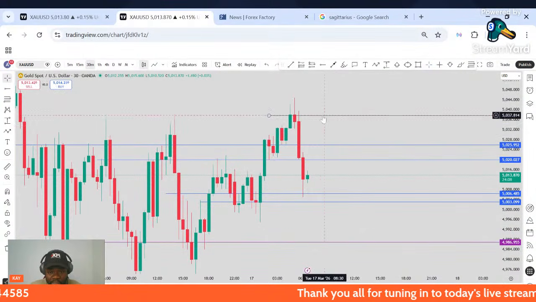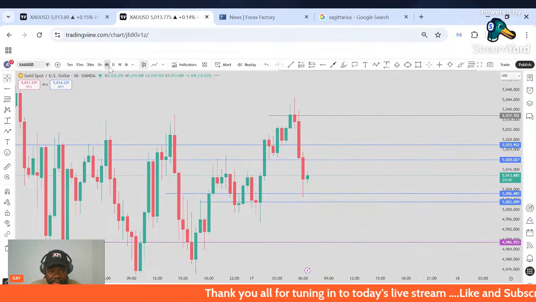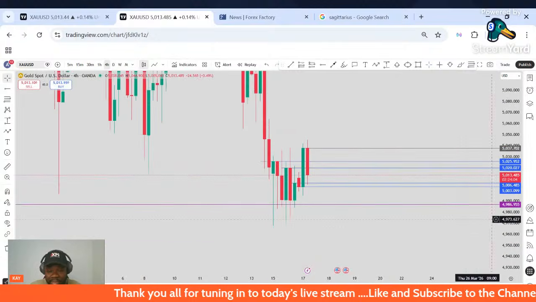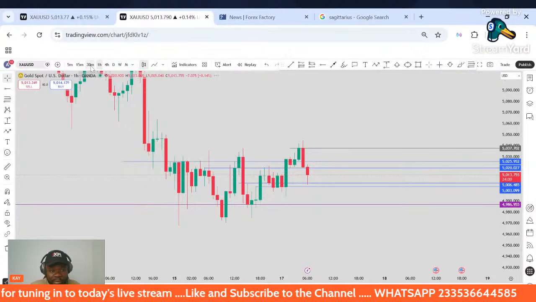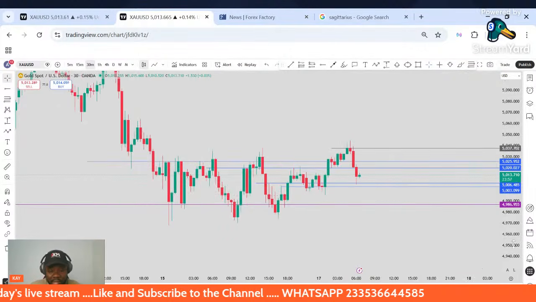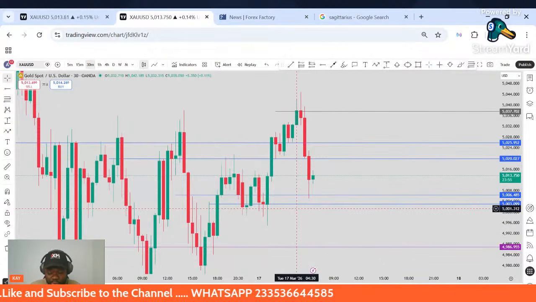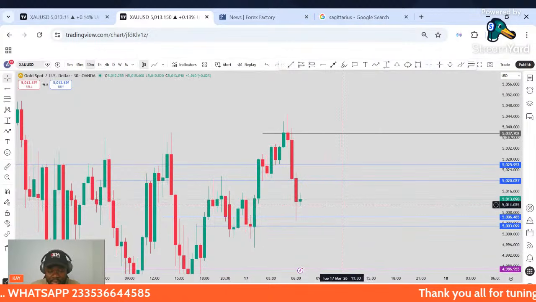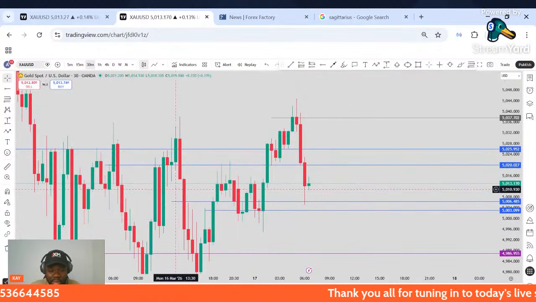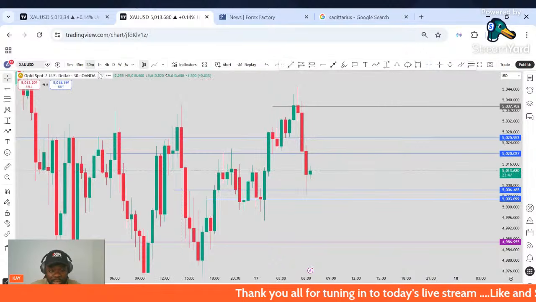So I would love to execute when price gets to this point, because the higher time frame is telling me what's bullish. Until this candle closes, the higher time frame is telling me the market is in a bullish phase. So I need to respect that, respect price accordingly and execute based on that.